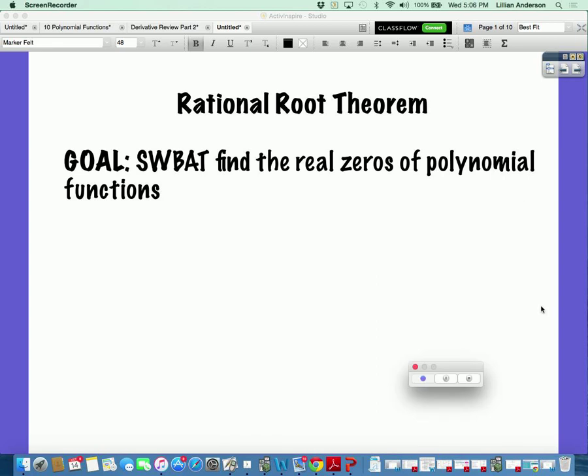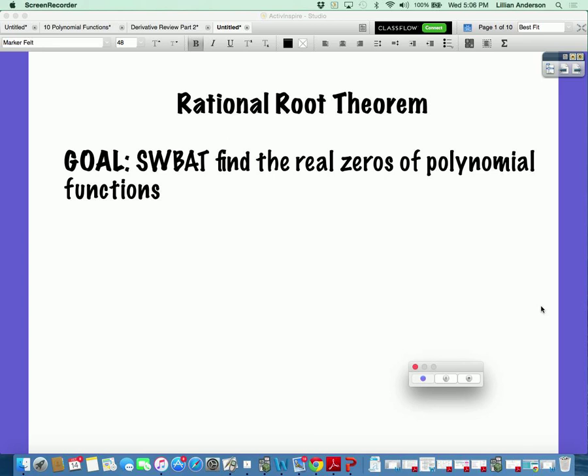Alright, you guys, today you're going to watch a video on the rational root theorem, and hopefully by the end of the video you'll be able to find the real zeros of a polynomial function. Now realize the last couple of days we have been finding the zeros algebraically through factoring.